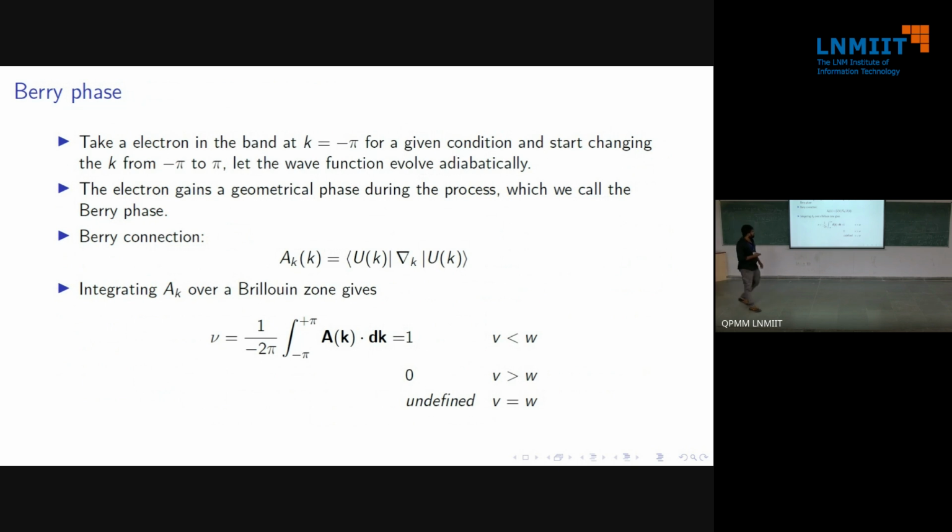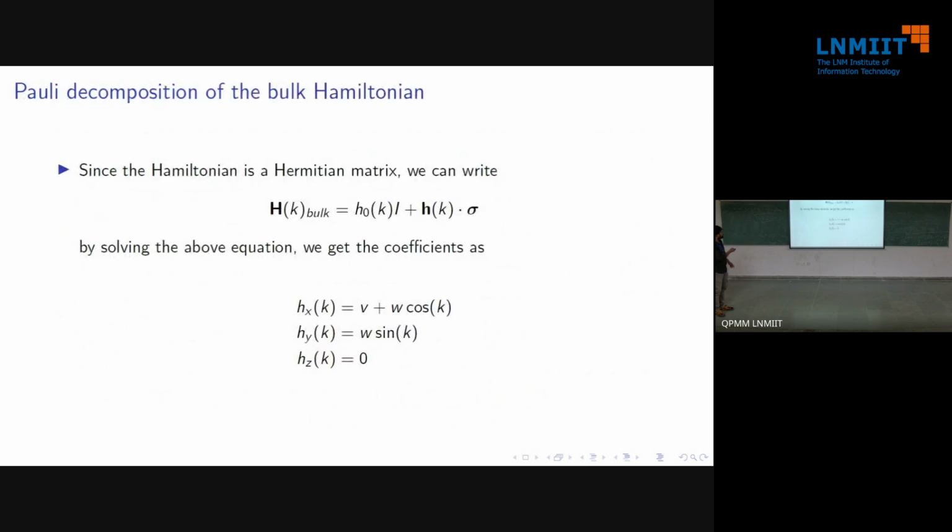So at V equal to W, what happens in the wave function is that, because of this symmetry, when the band touches, the band will get inverted, and there will be a wave function which involves a zero energy state. So that phenomenon happens, which we see in the next slide.